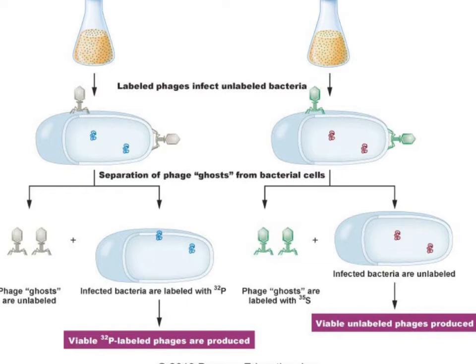So this helped Hershey and Chase document the difference, or they clearly conclude, they allowed them to clearly conclude that DNA is the material that is inherited and carries this information from one generation to the next.